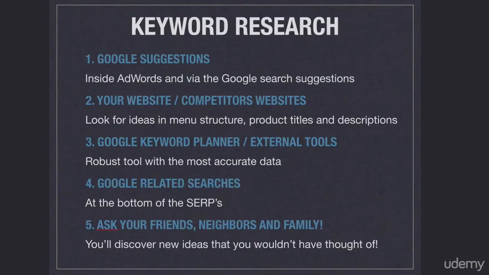The second one is your website and your competitors' websites. We want to look for ideas in the menu structure, look for the product titles and descriptions, see if we could find some good keyword ideas to start from at the website level, and also, of course, competitor websites. And we'll take a look at these 2 elements first.